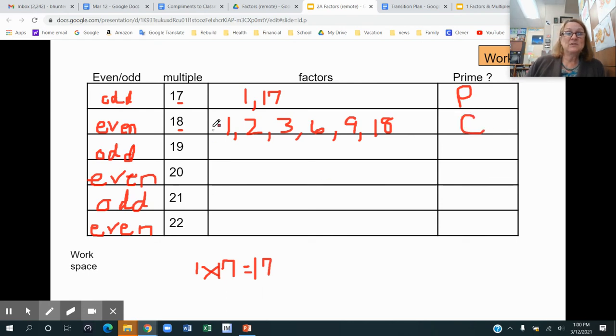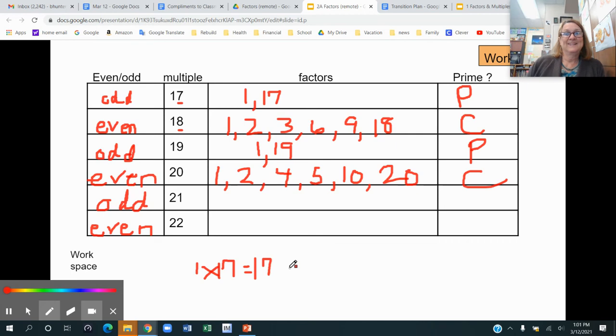Okay, go ahead and do 19. Can you find all the factors of 19? Did you get just 1 and 19? It's prime. Now all the factors of 20. Do it. Did you get them all? These are hard. 1 times 20, 2 times 10, 4 times 5. That is definitely not a prime number. It's a composite number.